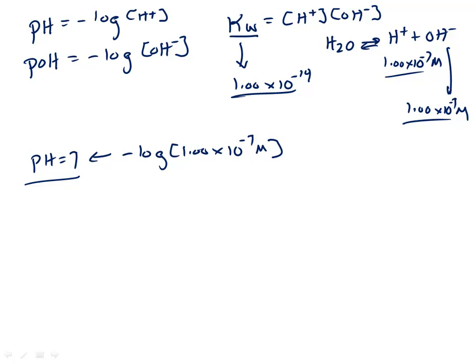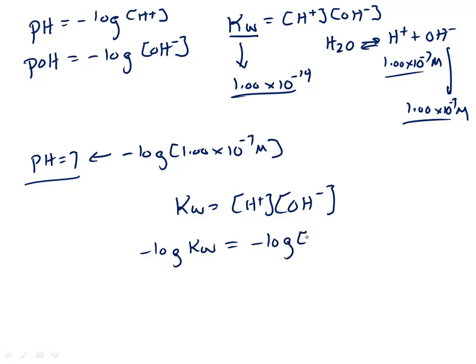So another thing that we can do is let's look at the ion product constant of water again. We can say that Kw equals the hydrogen ion concentration times the hydroxide ion concentration. And what I'm going to do this time is multiply everything by the negative log. I'm going to use the negative log on each one of these terms. So over here I get the negative log of Kw. And over here I get the negative log of the hydrogen ion concentration.